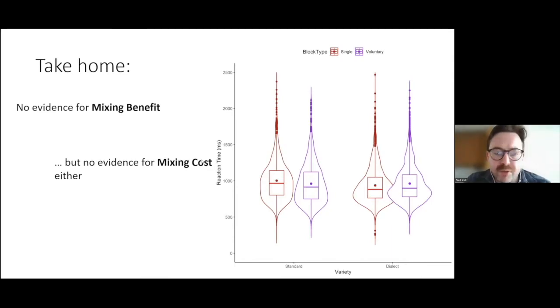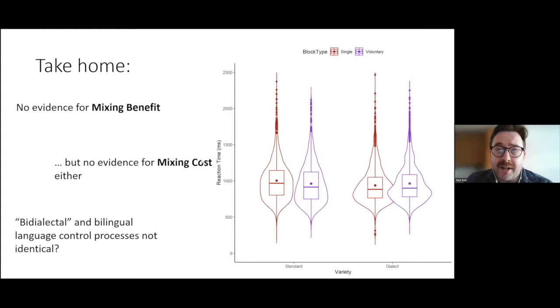I haven't reported it here, but we also measured the switching cost in the voluntary blocks, and we did find the same effect that you would find for bilinguals. So some aspects replicated, but we didn't observe any mixing benefit or cost here. And although all our previous studies that we've done with these types of bidialectals have shown effects that we find for bilinguals, this is the first time we've not found a similar effect. So it suggests that potentially the bidialectal and bilingual language control processes are not necessarily identical, but this has given us more work to investigate this further.